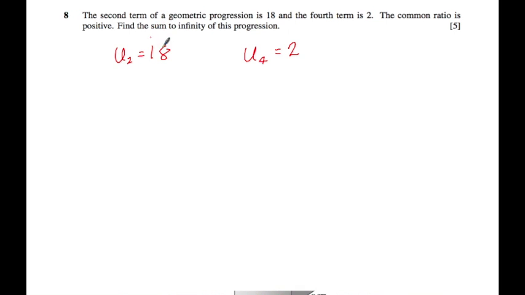So to find the sum to infinity, we need to know the first term and the, what do we call it, common ratio. So if you remember, U2 is the same as AR. Remember, generally the nth term is AR to the n minus 1. So this is going to be AR to the 1. U4 is going to be AR cubed. So these are kind of like simultaneous equations.